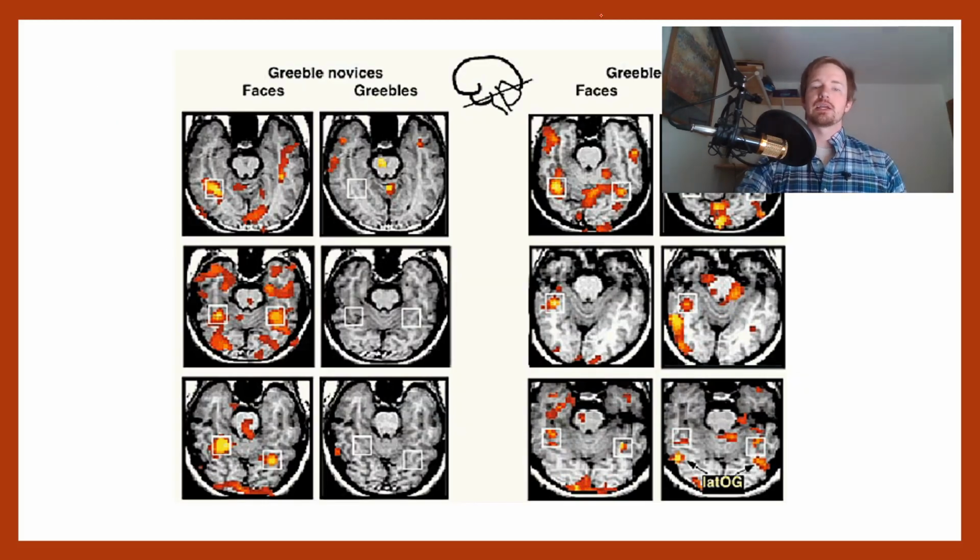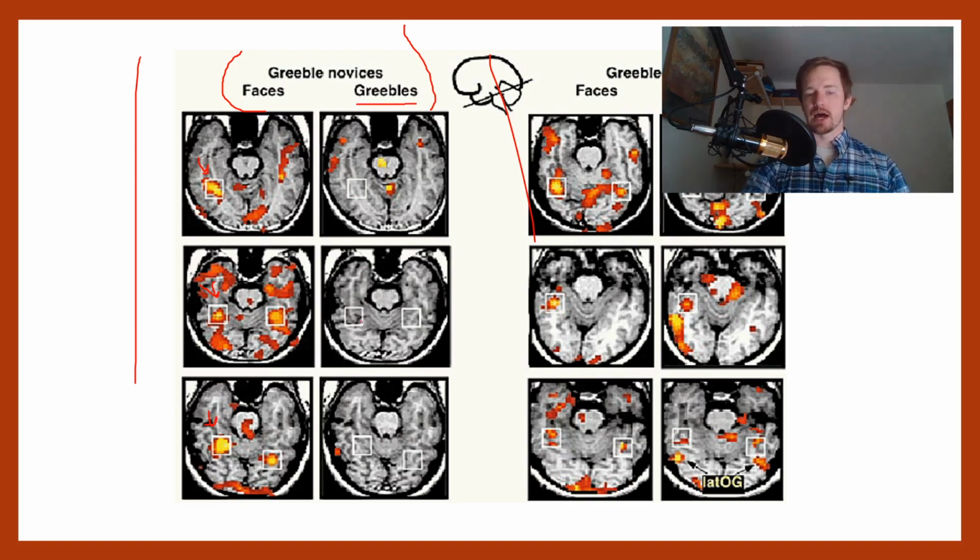And that's what you can see here in this data. So here, just look at the side over here on the left. We're looking at novices, so people that had just come in to do this experiment. When they look at faces versus common objects, you can see that yes, these spots with the squares over them, there's lots of activation in the fusiform face area. But whenever they are looking at greebles, there's not that. You don't see any activation there.